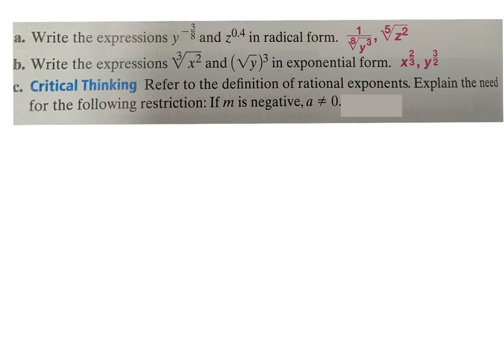Let's look at the critical thinking. Refer to the definition of rational exponents. Explain the need for the restriction. If m is negative, a cannot equal 0. We talked about that a little bit. But why, if m is negative, can a not be 0?